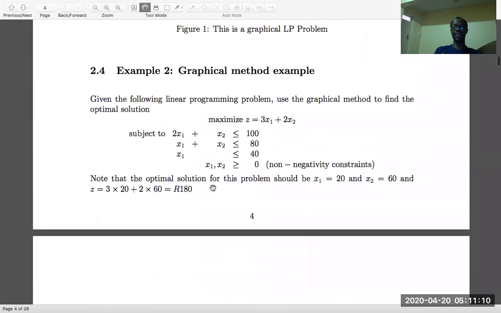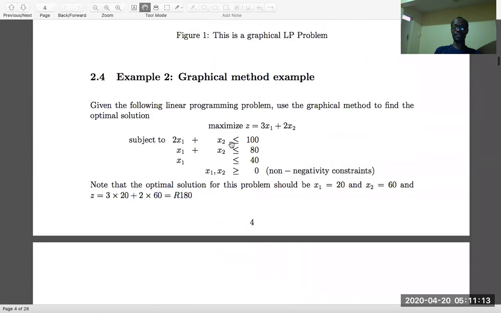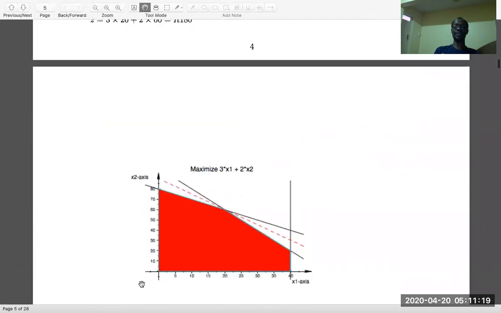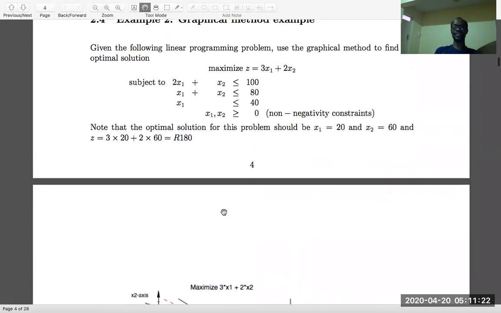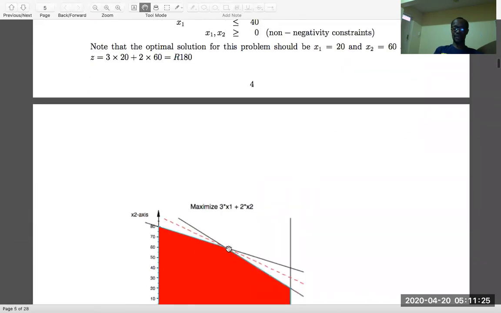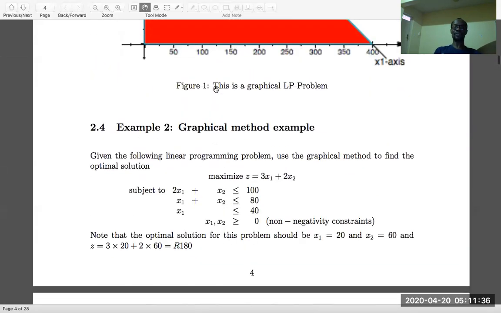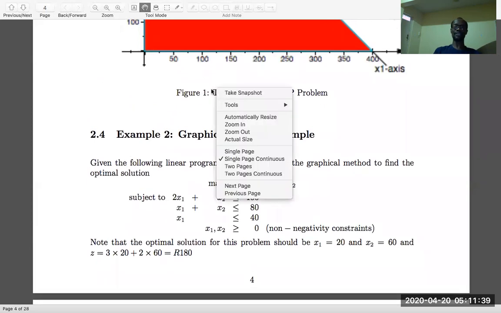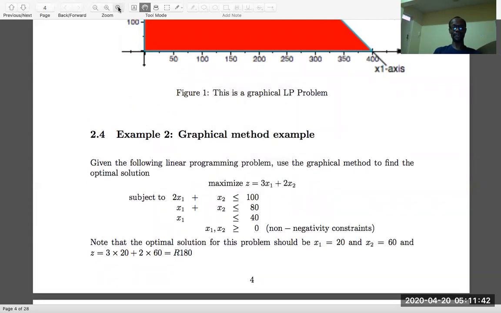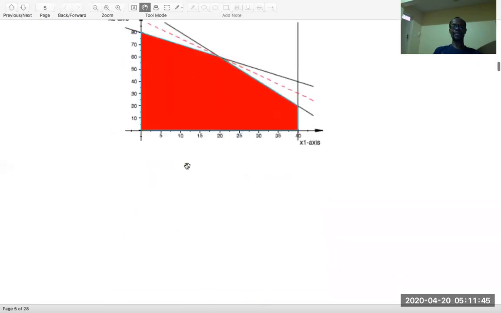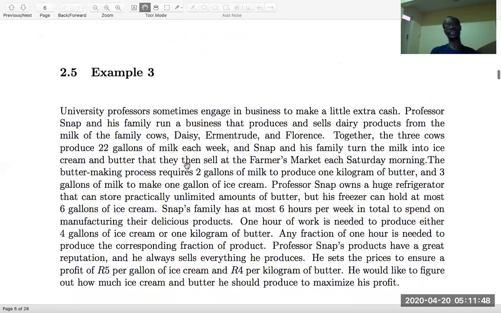Then your objective function: you're maximizing, so you make x2 the subject and formulate your isoprofit line, which rises up to that point. The feasible region is this shaded region, and this is the maximum point, which you should get to be 180. So do this without looking at the graph, try to solve them, and make sure that you can get them.